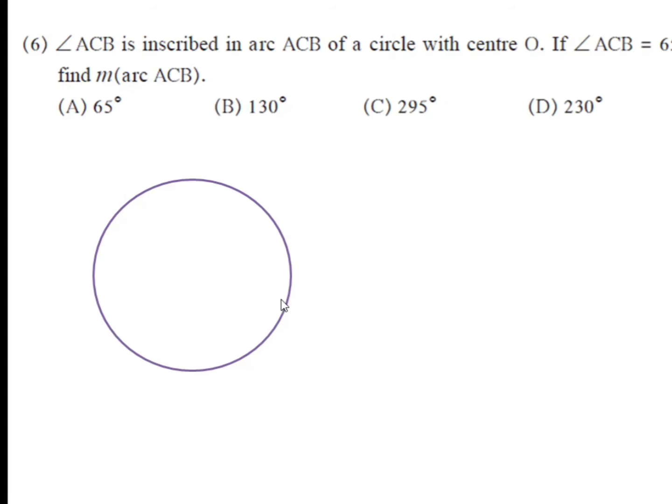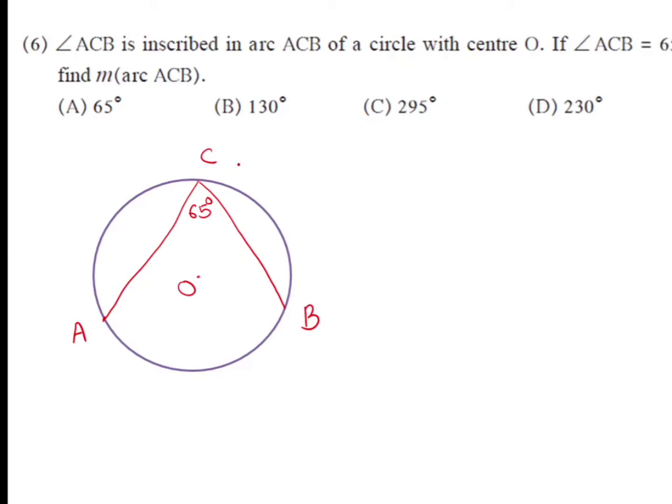So let us have the diagram. So this is the circle given. In that it is given that angle ACB is inscribed in arc ACB. So let us have angle ACB. For that, let us draw two rays over here and let this angle be angle ACB. Now it is given that angle ACB is inscribed in arc ACB and there is a center of circle which is given to be O. Measure of angle ACB is 65 degree. So this angle is 65 degree and we have to find measure of arc ACB.